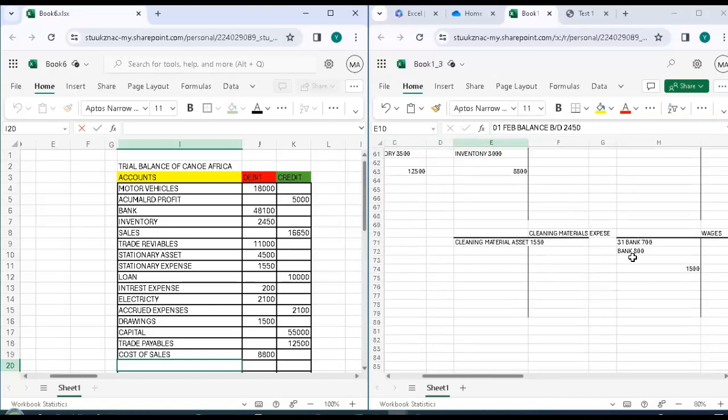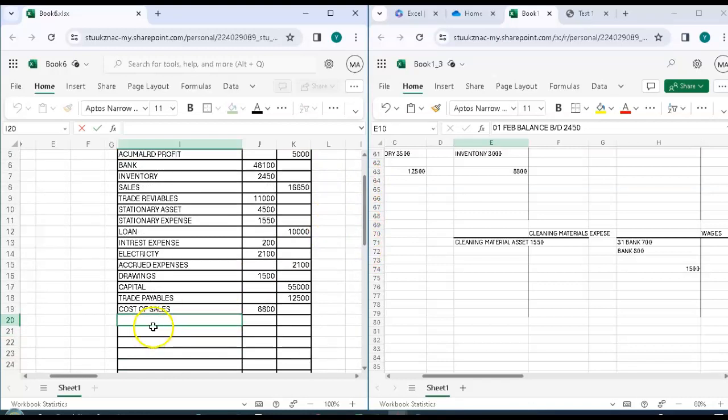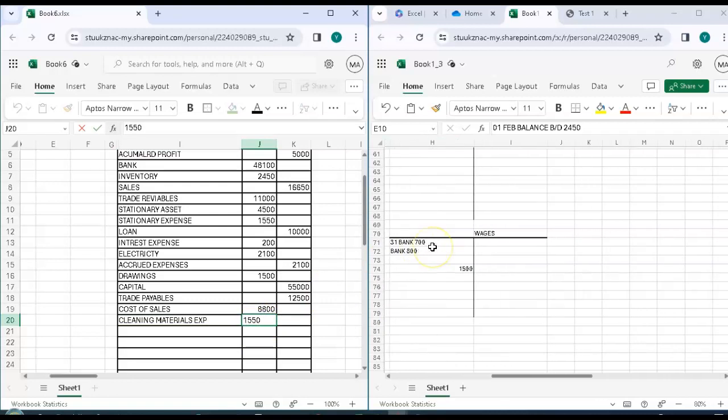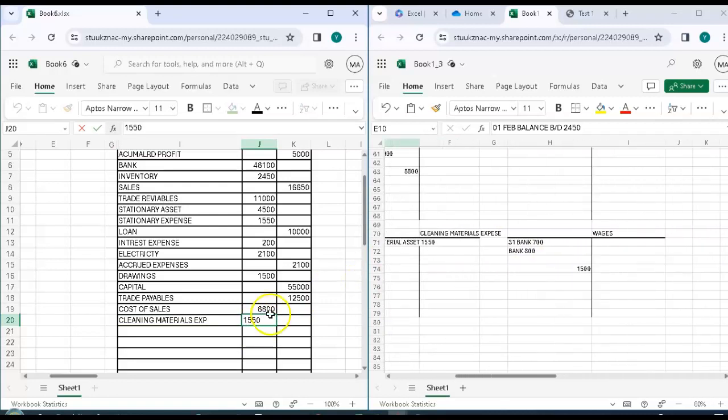Okay, so the next one, we're going down to cleaning materials expense. And this amounts to 1,550 on the debit side. Okay. And the last one we got is wages. So wages is an expense, debit side, right?